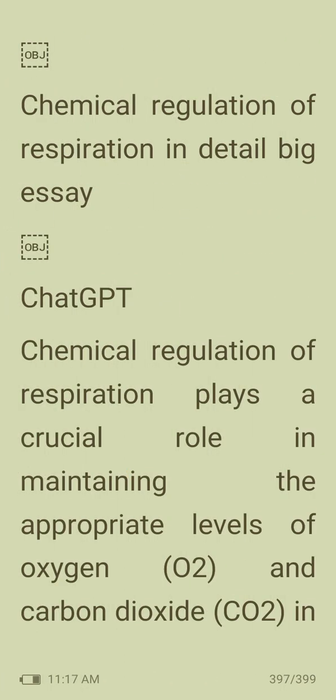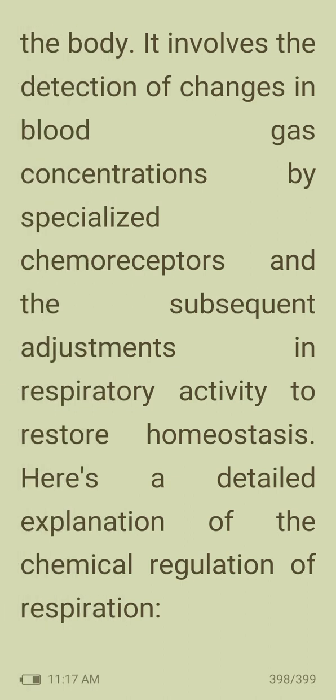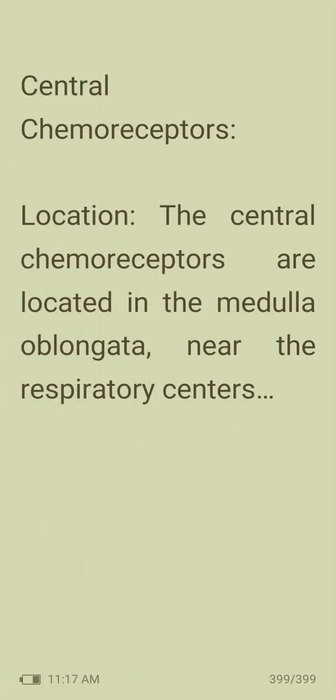Next topic, chemical regulation of respiration. Chemical regulation of respiration plays a crucial role in maintaining the appropriate levels of oxygen and carbon dioxide in the body. It involves the detection of changes in blood gas concentrations by specialized chemoreceptors and the subsequent adjustments in respiratory activity to restore homeostasis. Location. The central chemoreceptors are located in the medulla oblongata.